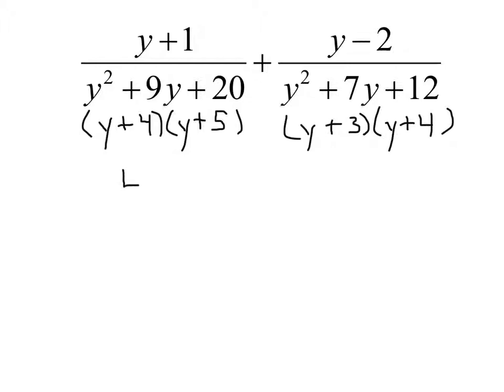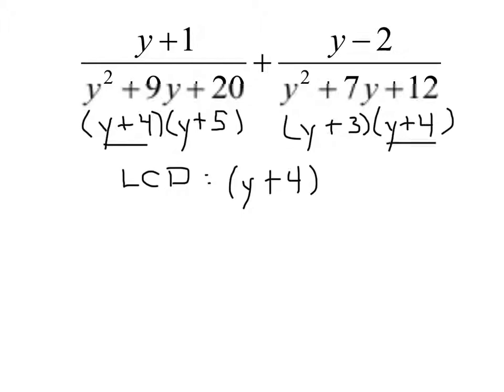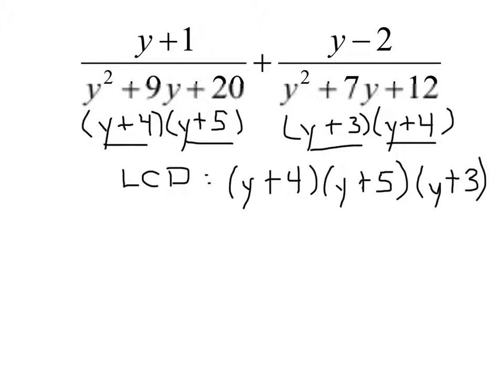So our least common multiple, or our least common denominator, will need a factor of y plus 4, because there's one here and there's one here. It will need a factor of y plus 5, because there's one here. And it needs a factor of y plus 3 because there's one here. So this first fraction has a y plus 4 in the denominator. It has a y plus 5. It is missing a y plus 3.